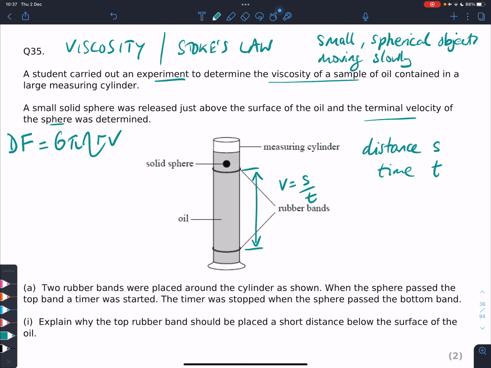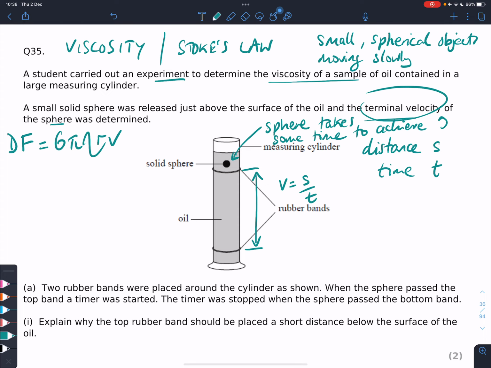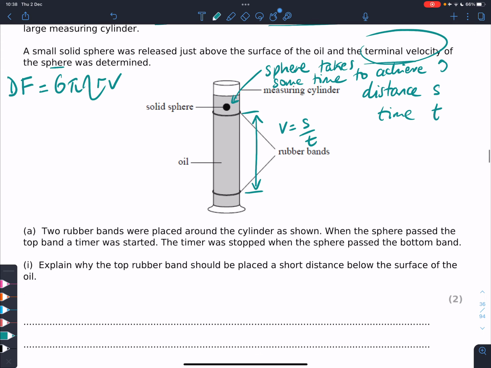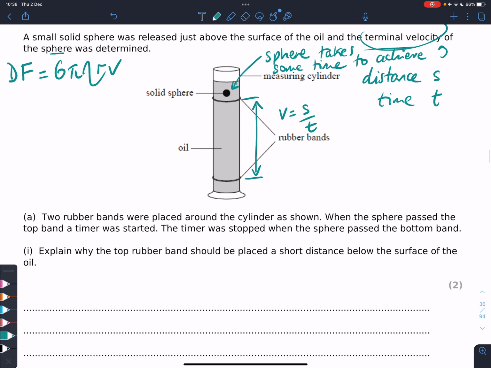Explain why the top rubber band should be placed a short distance below the surface of the oil. Well, this is really because it takes some time. It doesn't immediately hit terminal velocity. The sphere takes a small amount of time to achieve terminal velocity. So if you start timing before it's reached terminal velocity, you're not going to get a true value.